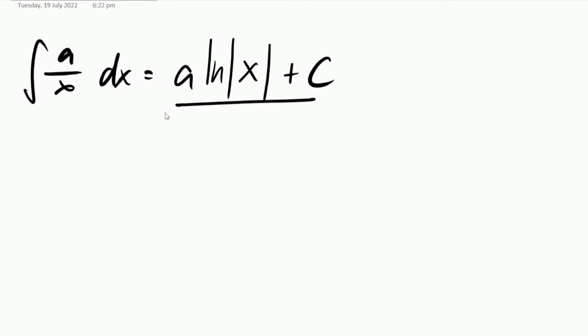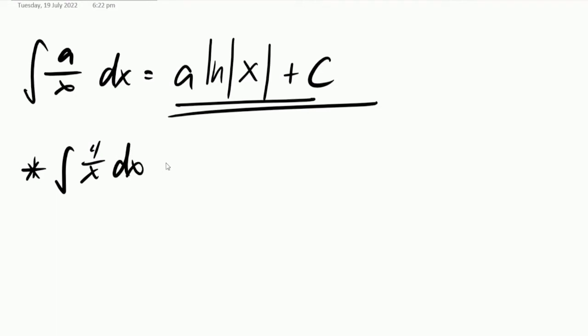Now using this formula, we can solve problems like this. So for example, we have the integral of 4 over x dx. Same as before, we bring out 4 since it's a constant, and then what we have left is 1 over x dx.